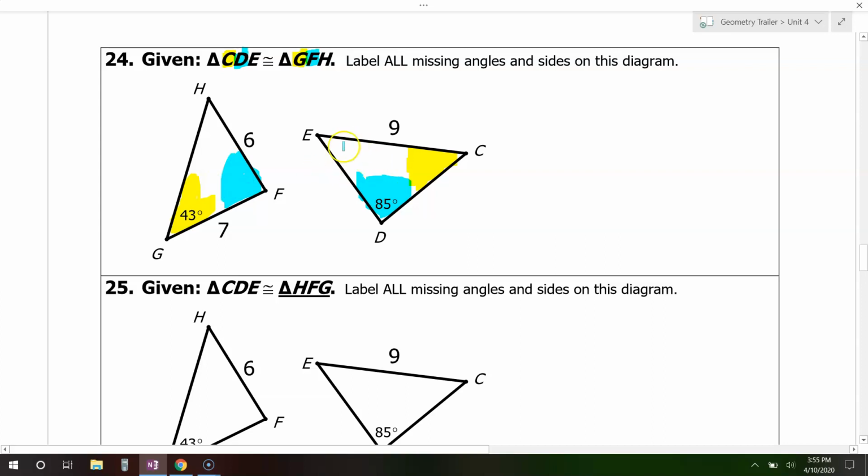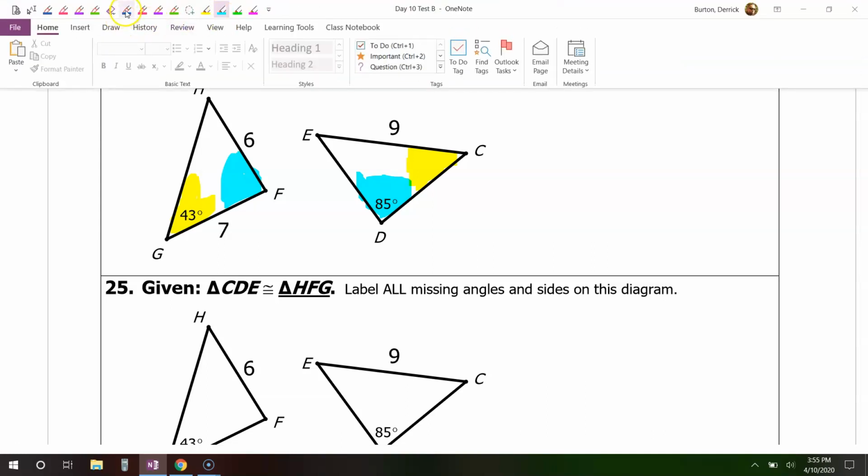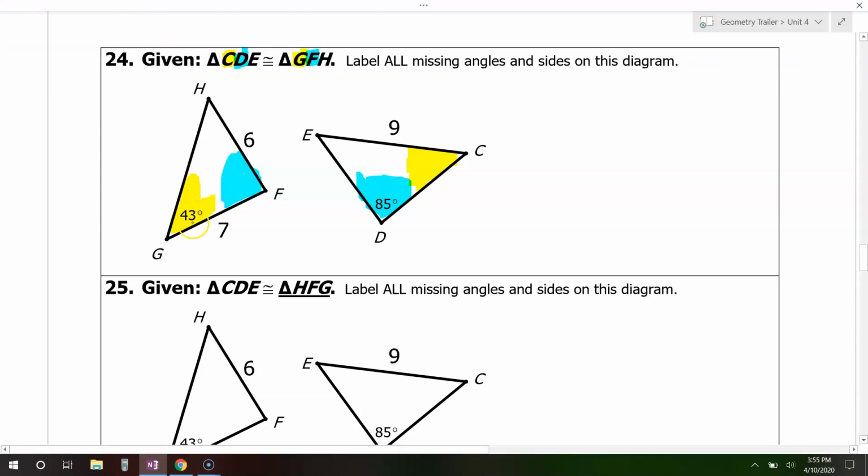All right, that leaves angle H and angle E as the only angles left, and they must also be congruent. So since I know that angle G is 43, angle C must also be 43. I know that angle D is 85. That means angle F must also be 85.